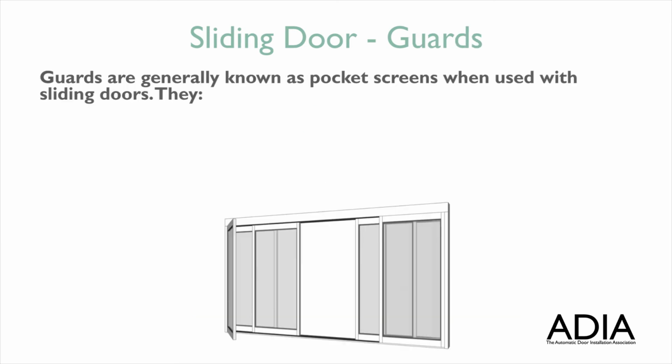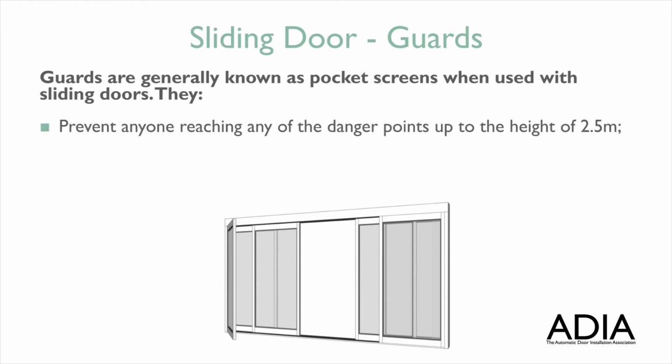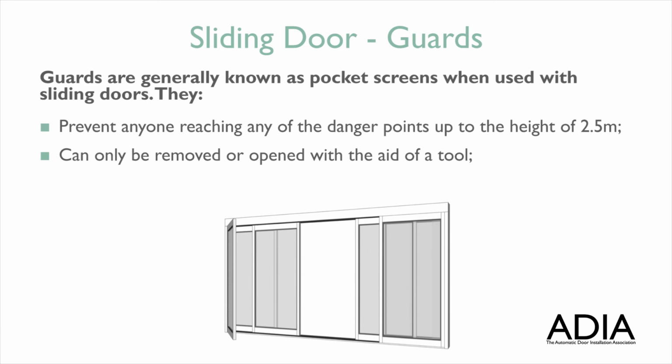Guards are generally known as pocket screens when used with sliding doors. They prevent anyone reaching any of the danger points up to the height of 2.5 meters, and can only be removed or opened with the aid of a tool.